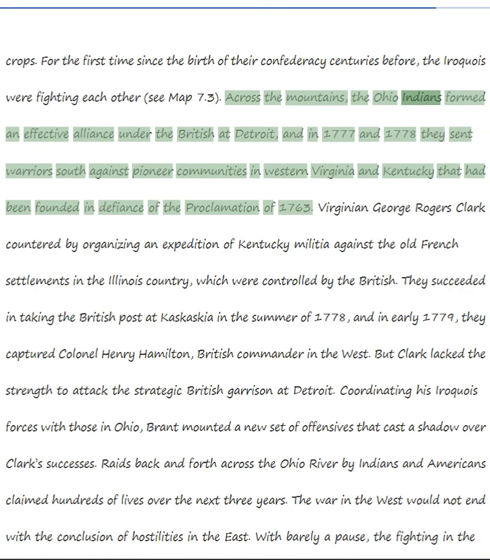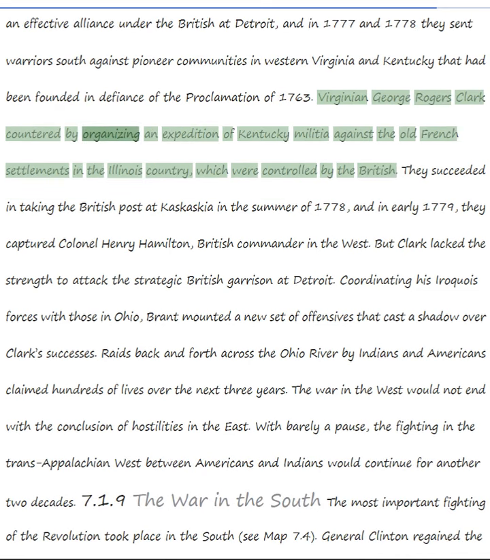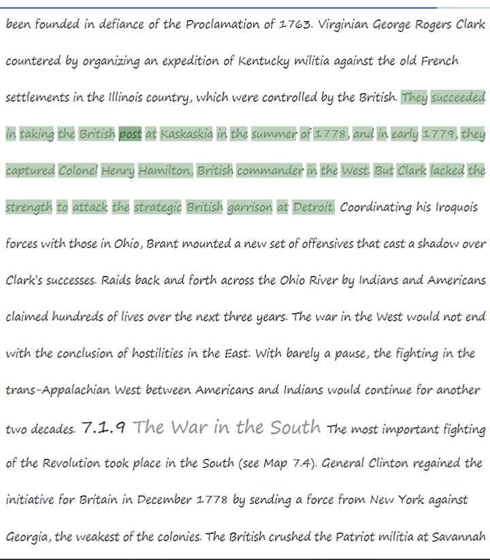Across the mountains, the Ohio Indians formed an effective alliance under the British at Detroit, and in 1777 and 1778 they sent warriors south against pioneer communities in western Virginia and Kentucky that had been founded in defiance of the proclamation of 1763. Virginian George Rogers Clark countered by organizing an expedition of Kentucky militia against the old French settlements in the Illinois country, which were controlled by the British. They succeeded in taking the British post at Kaskaskia in the summer of 1778, and in early 1779, they captured Colonel Henry Hamilton, British commander in the West. But Clark lacked the strength to attack the strategic British garrison at Detroit.